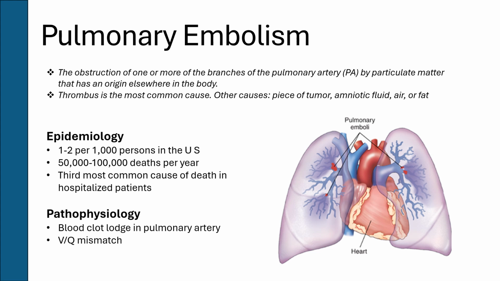So epidemiology, 1 to 2 cases per 1,000 persons in the US. That's pretty common. For every 1,000 people, 1 to 2 people are going to have a PE. It causes a lot of deaths, and it's the third most common cause of death in hospitalized patients, which is a lot if you think about it. Pathophys, a blood clot lodges in the pulmonary artery. It results in a ventilation perfusion or VQ mismatch, which we're going to talk about next.